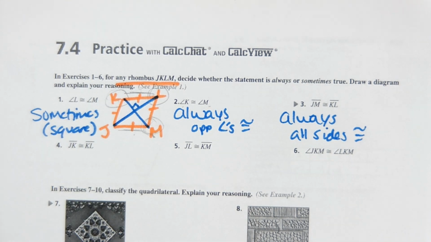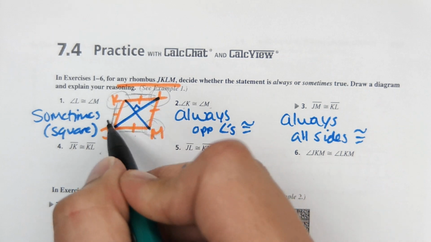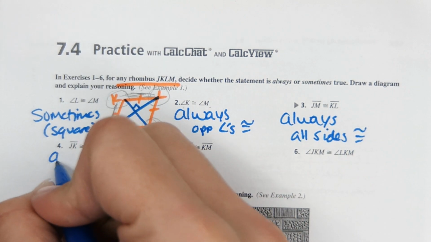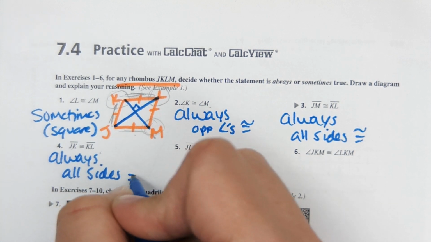Number 4, is JK congruent to KL? So is this side congruent to this? Yes, always in a rhombus, all the sides are equal. Always, all sides congruent.